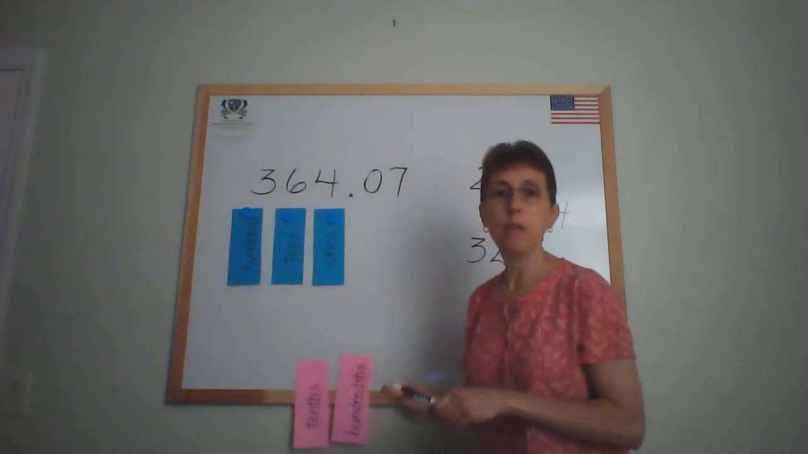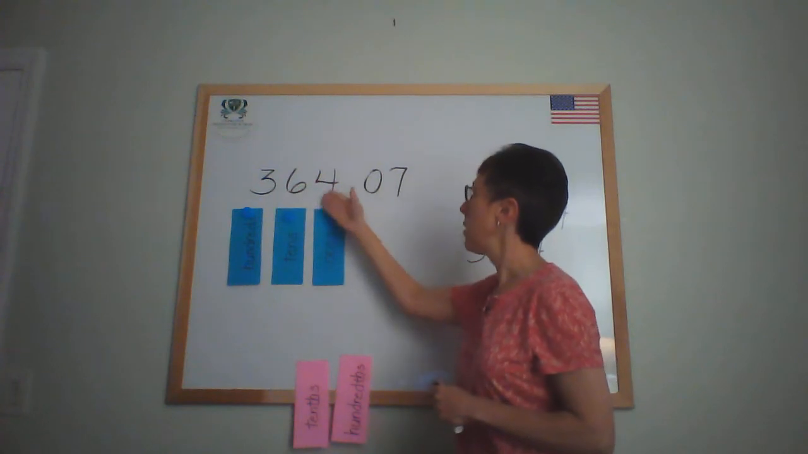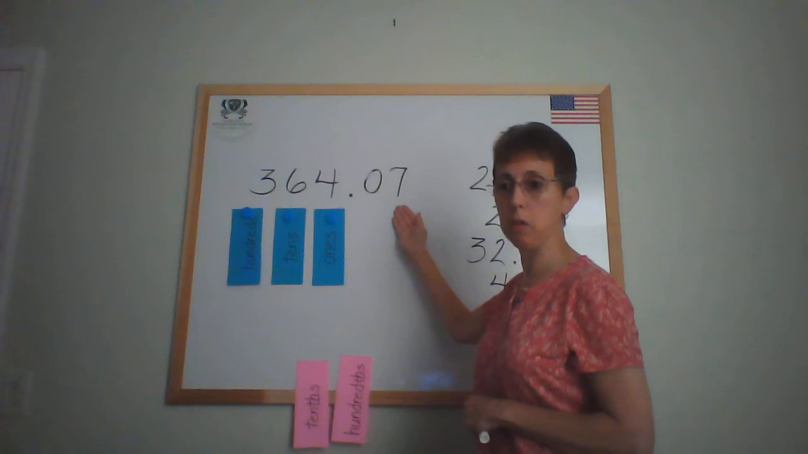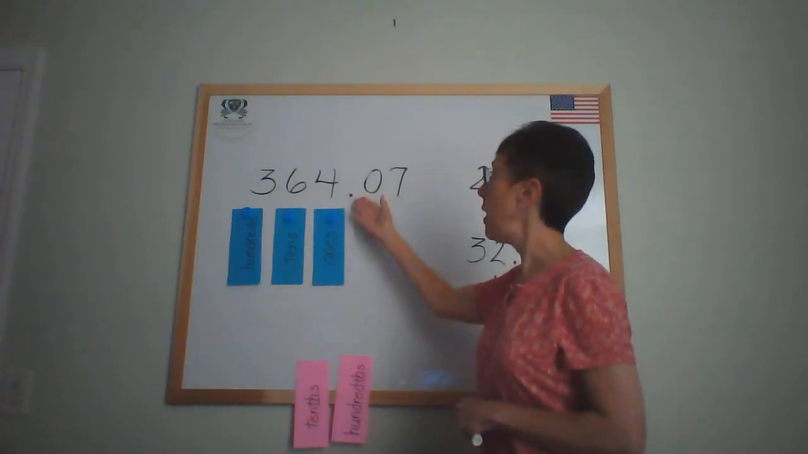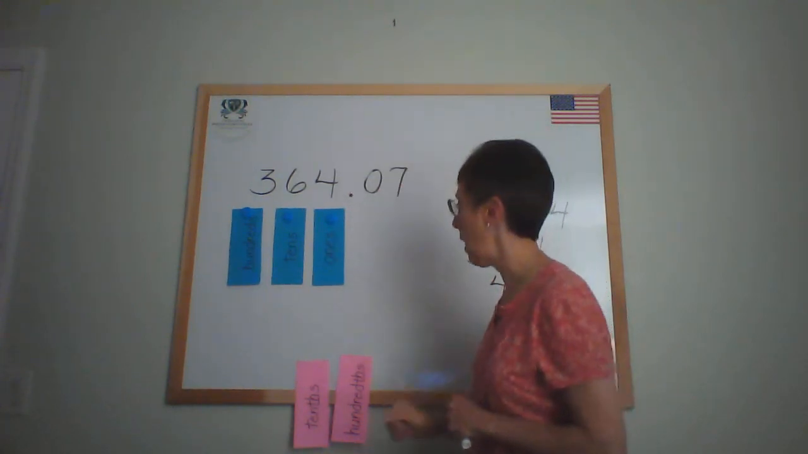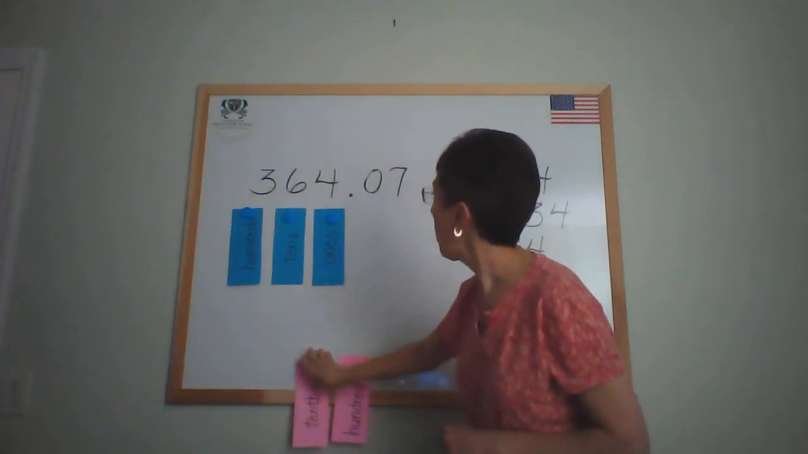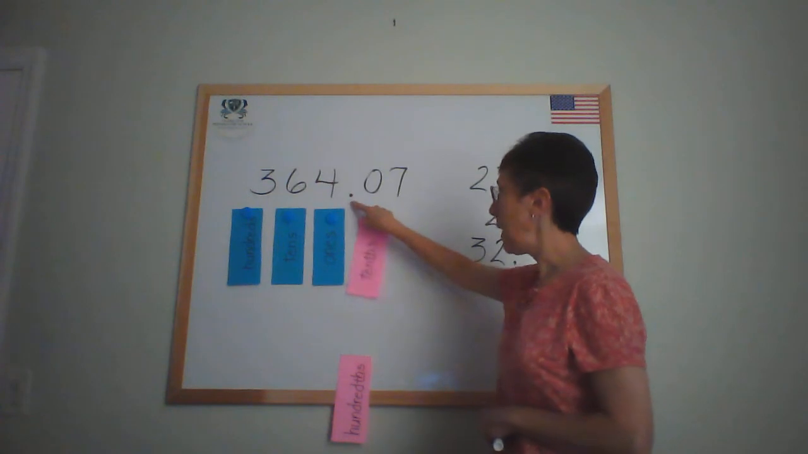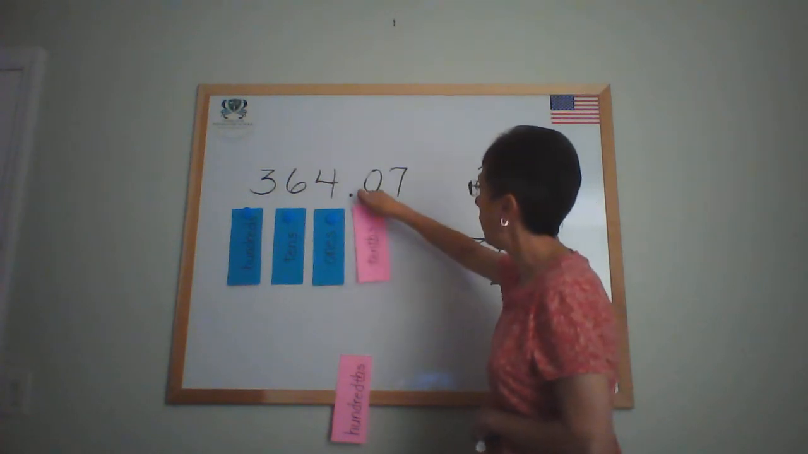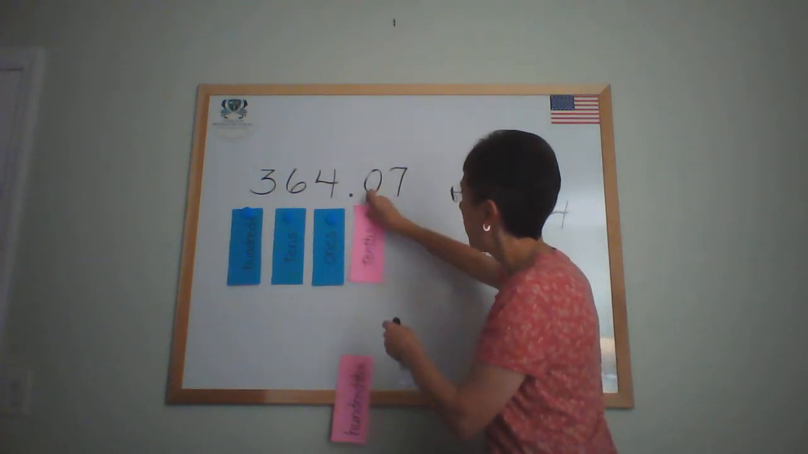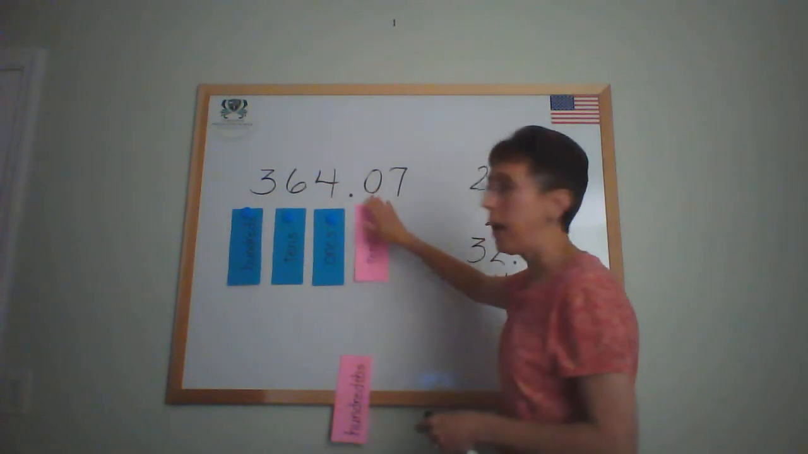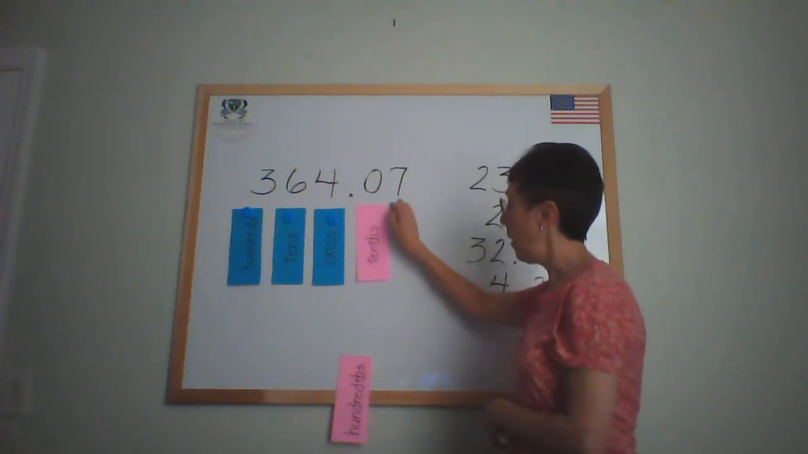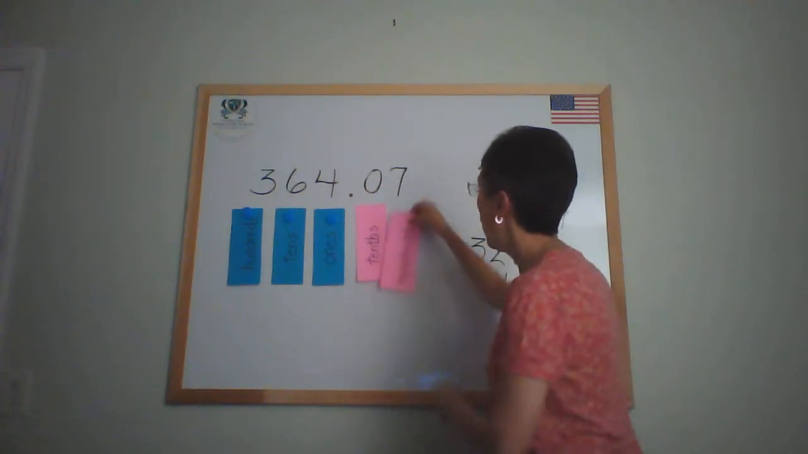So now instead of just 364, now we have 364 and 77 hundredths. Remember, when there are two places to the right of the decimal point, it's hundredths. If there's just one place, it would be tenths. So after the decimal point, the first place immediately to the right of the decimal point is your tenths place, because again, if you only had that one digit, that would be tenths. But when you have two digits, that's hundredths.